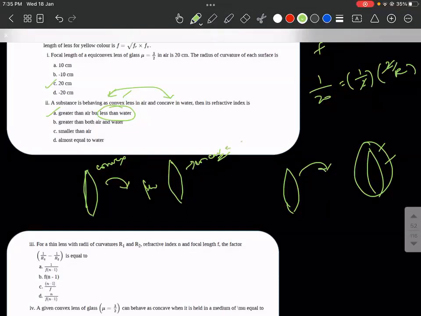Then the refractive index of this glass is how much? How is the refractive index of this glass material going to be? It will be greater than air for sure. Yes, sir. Because it is greater than air, it is convex, but it should be less than that of water. What did I say? If the refractive index of this material is less than that of the surrounding medium, then the nature will change. Understood? Okay. Yes, sir.